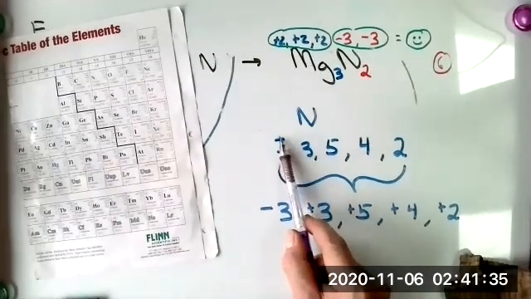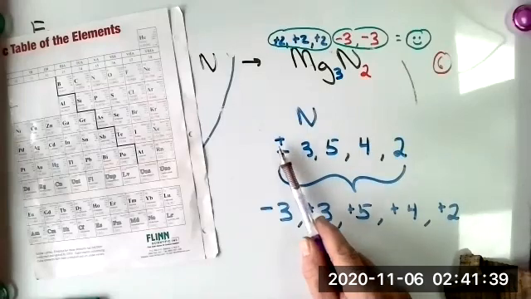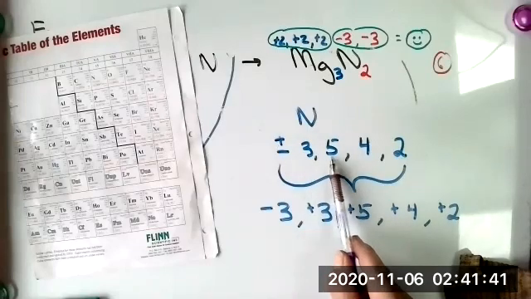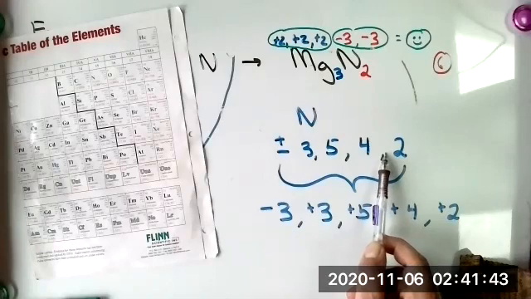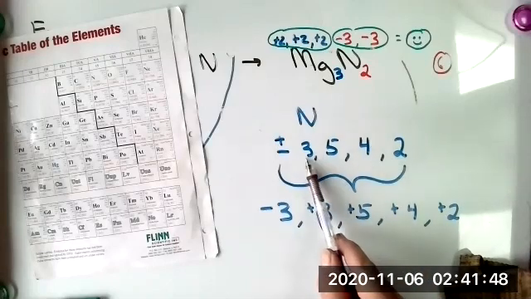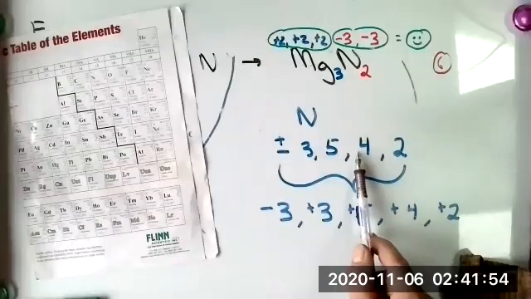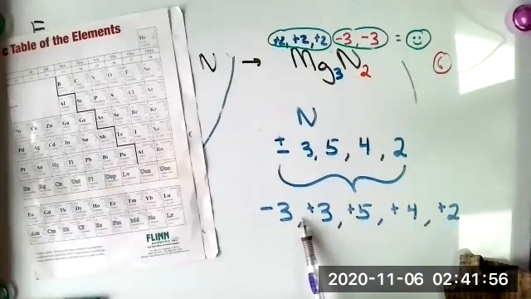That plus or minus only goes for the first number in the list. That plus or minus does not carry through to every single number that's on the table. It's only the first one. So I will have a -3 and a +3. And then after that, they're all positive: +5, +4, +2, as you can see right down here.